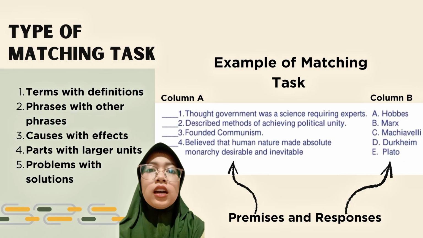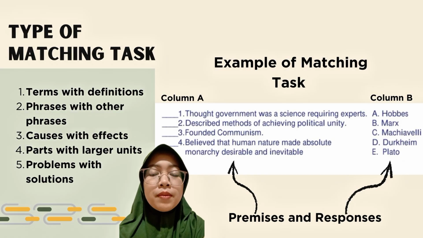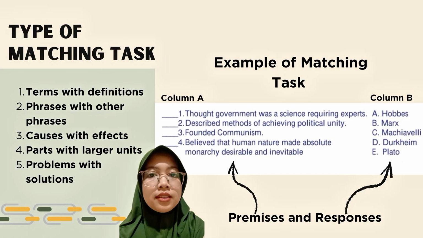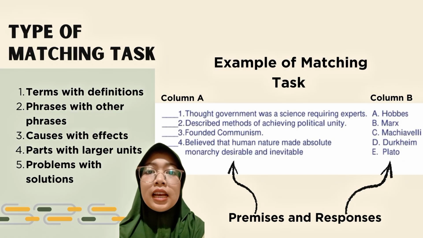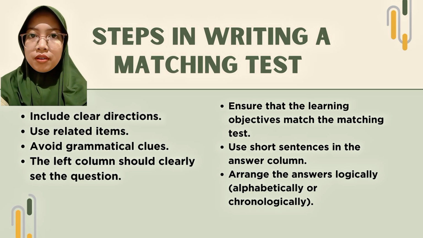On the right side of the slide, there is an example of matching tasks. Column A contains statements or premises, or we can say the stem, and column B contains the possible answers, or we can say responses. So students have to match each statement in column A with the correct answer in column B.